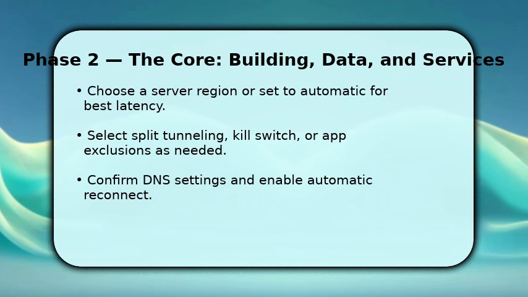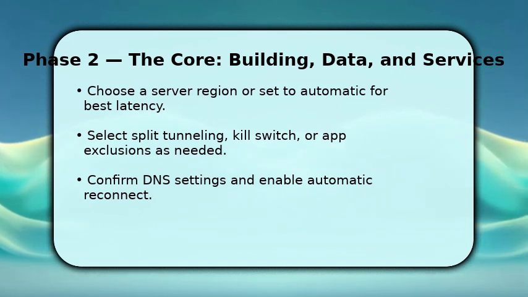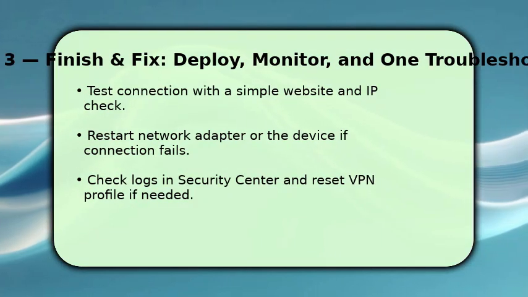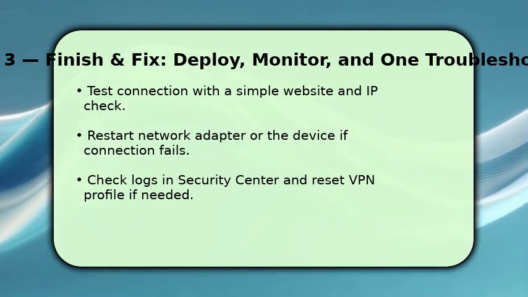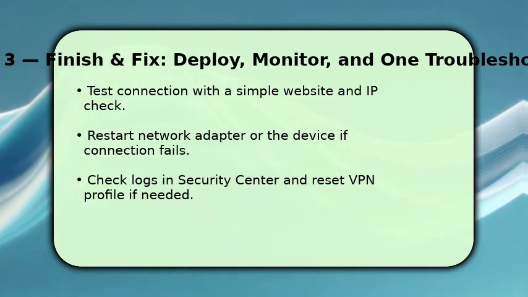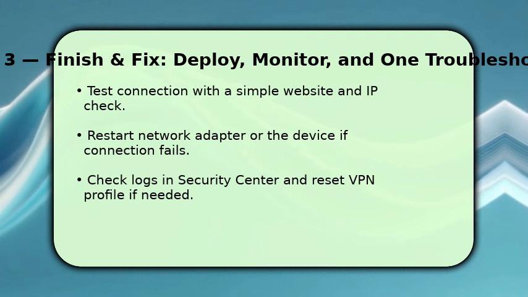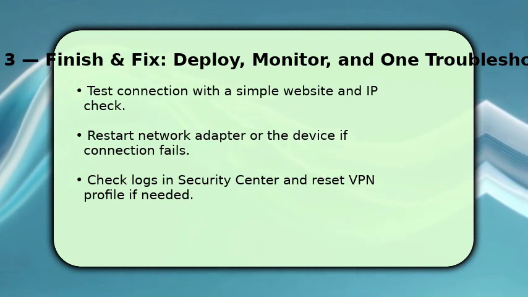You finish by testing and finalizing the setup. Connect the VPN, visit a site to confirm routing, and check your public IP to verify the tunnel. If it fails, restart the network adapter or reboot the device. This resolves most driver or permission hangups.